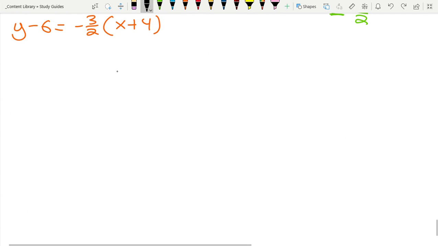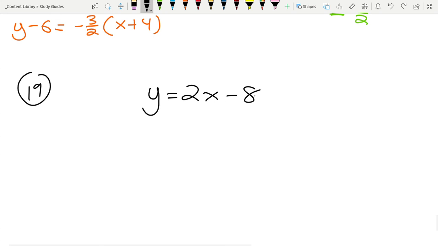All right, 19. Here's the original question that they give you: y equals 2x minus 8. And the questions are going to follow up asking us if we're parallel or perpendicular to this line. So we have to use the slope, which is equal to 2.